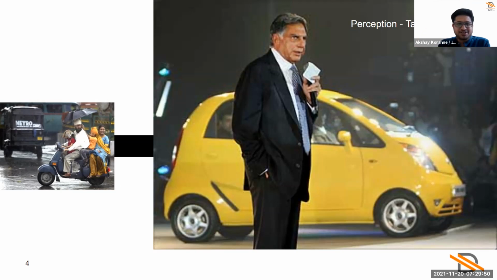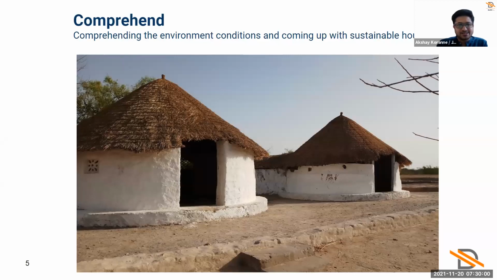Thanks, Harish, for this interesting example and the story behind. For me, insight is to comprehend, basically. To support this, I have an example over here. I'm sure you folks have seen such kind of village houses. These are from parts of Rajasthan and Gujarat. Here villagers have comprehended the environmental conditions like heat and humidity, and they have come up with solutions of the thatch roof with cow dung layers on it to make it cooler.